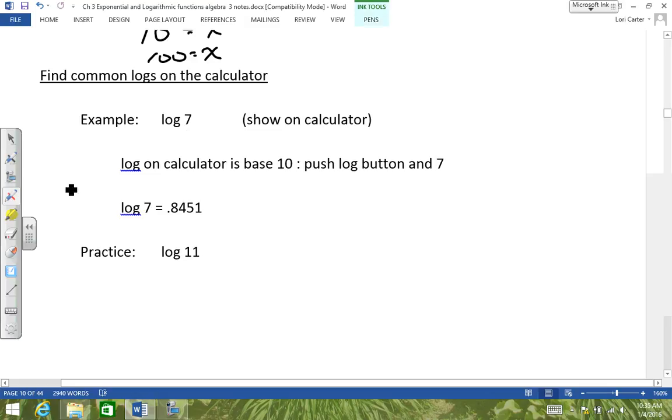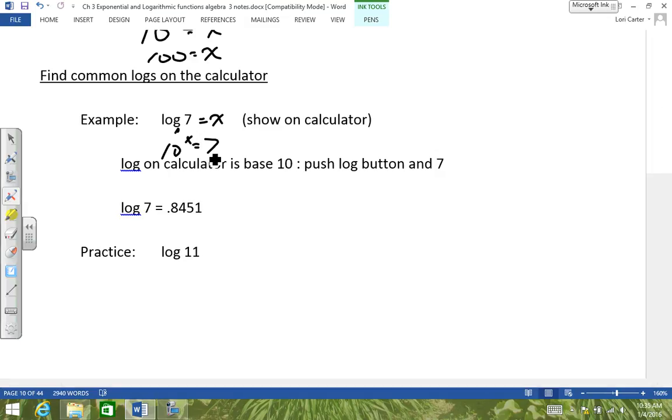All right, now this one's a little harder, because log base 10 of 7 equals x. Well, if I do that, 10 to the x equals 7. Is there any way to do that in your head or even on your calculator? Probably not. So now you have to use your calculator.